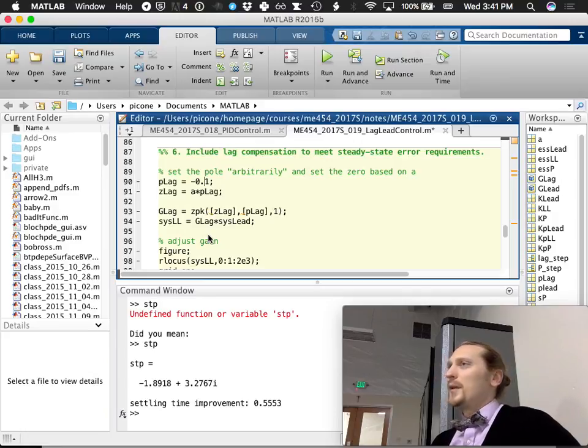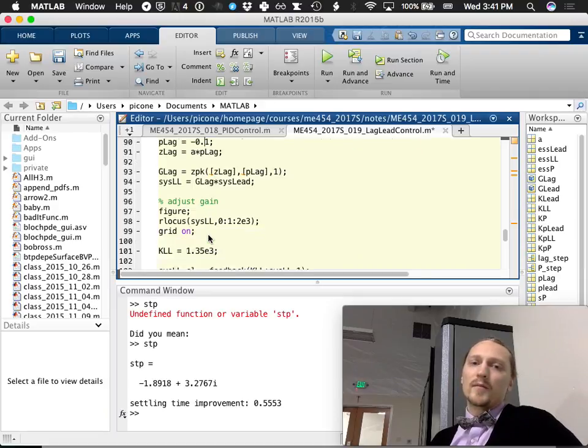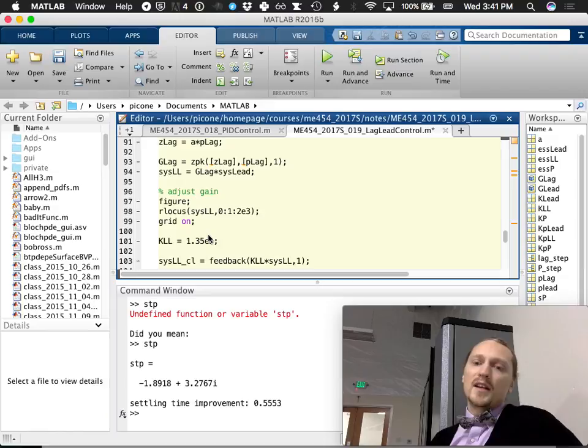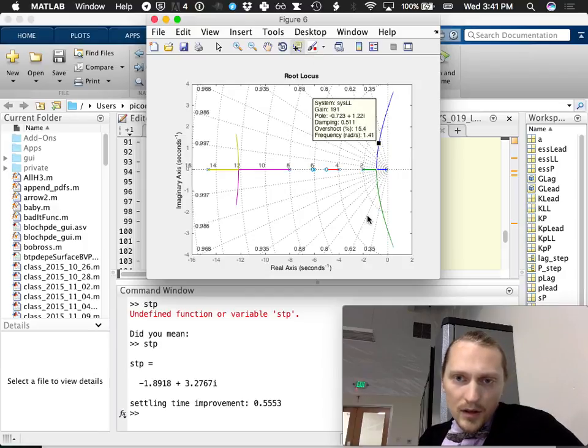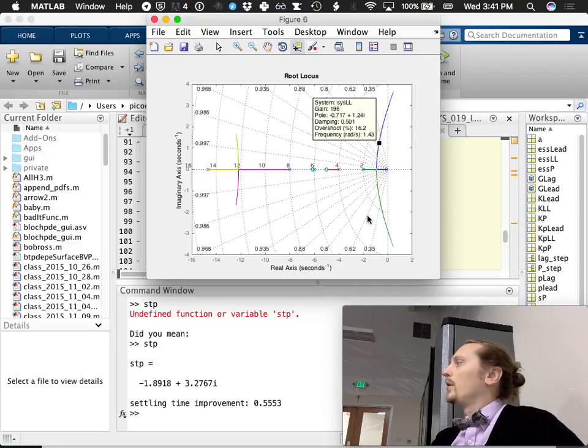So let's make it -0.1 instead of -0.01. Okay. And let's see. We have to choose our gain again. So let's go to around 0.5. What did you change? I changed our lag pole location.